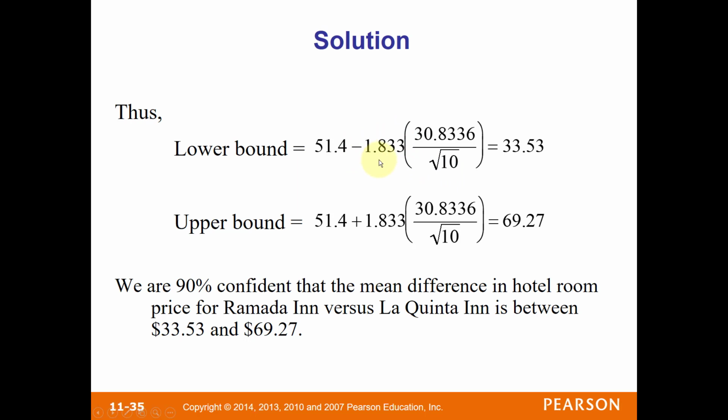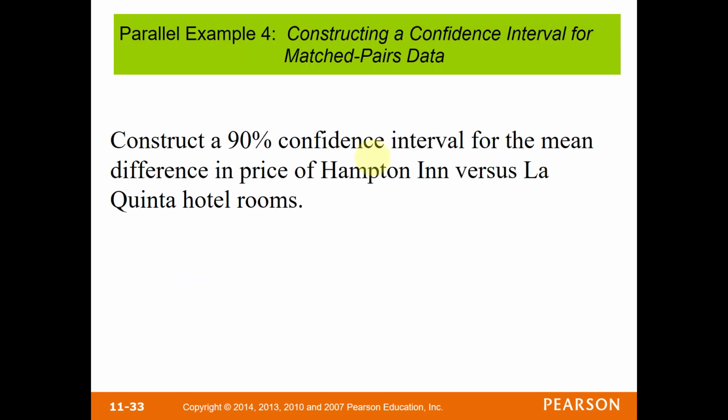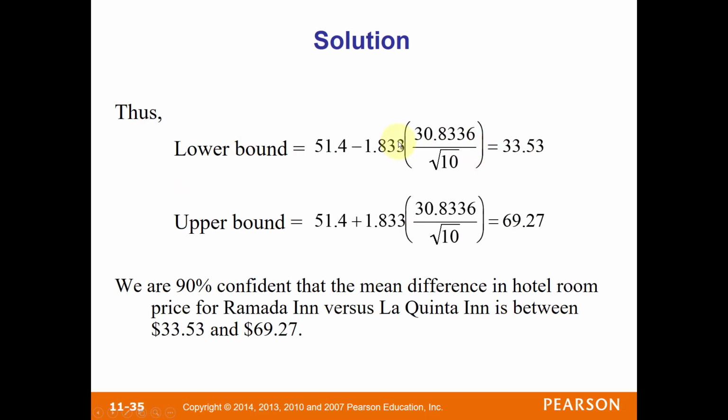Where did this number come from? If I really wanted that number, if I needed it in the homework or I needed to compute it, I would just go to StatCrunch, the T calculator, right, and tell it that I want between, and I want the between in this case to be 90%, and it would give me this value right here, the 1.833. So that means that we're 90% confident that the mean difference in hotel room price between Ramada Inn versus La Quinta Inn is between $33.53 and $69.27.